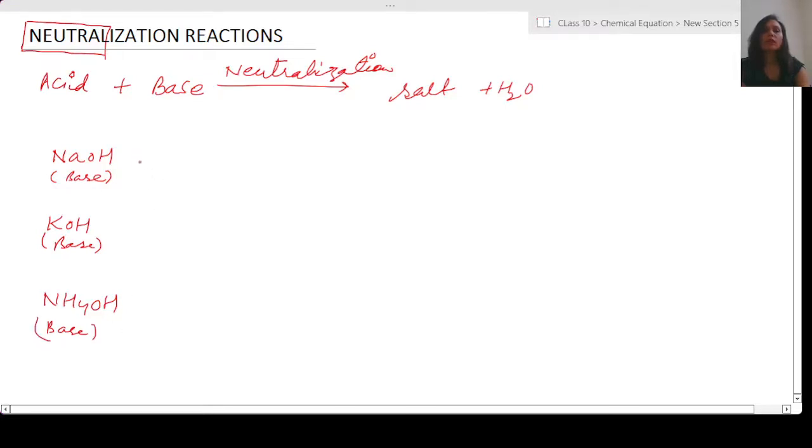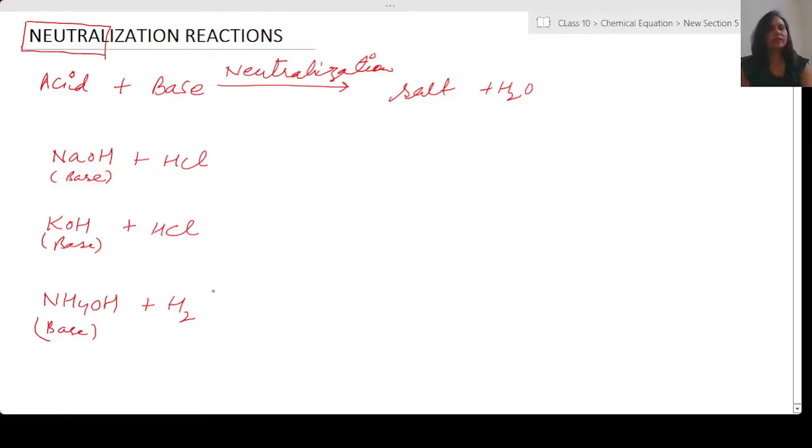Now for acids, you can take HCl, or you can take H2SO4, let us say, it is your choice. HCl again you can take here. Let us say you are taking HCl. This is an acid, HCl. This is again an acid here. This is also an acid. Now what will happen in each case?